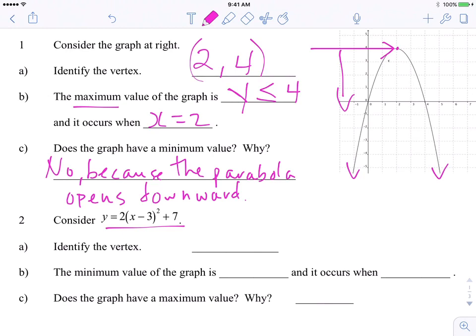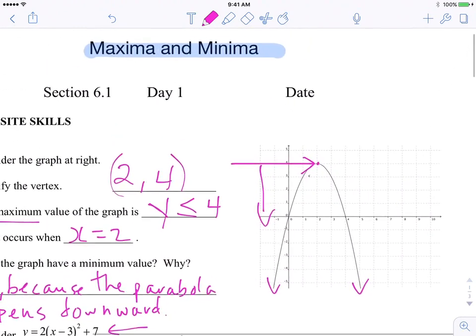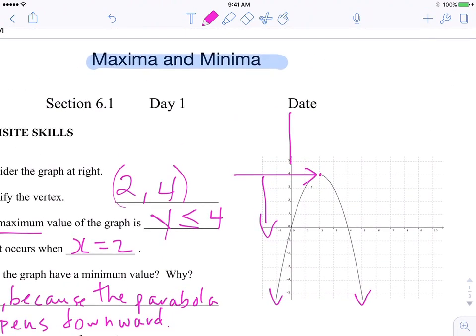The vertex we know has a horizontal shift of 3, so we'll be at x equals 3, and it has a vertical shift of 7, so it's gone right 3 and up 7. So if we were drawing this, we'd have to continue this graph. Say it's a 6, 7, and 3, 7 would be right here. And so our parabola would be stretched by a factor of 2.